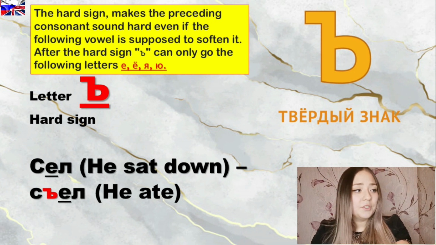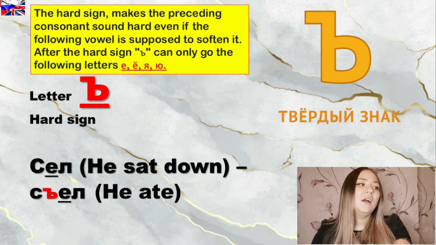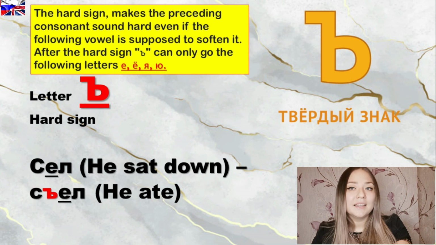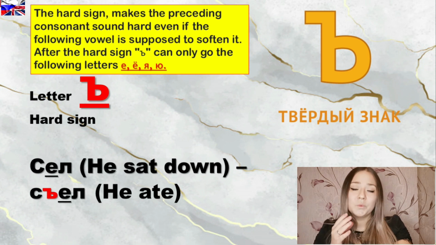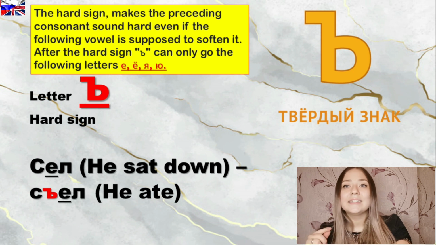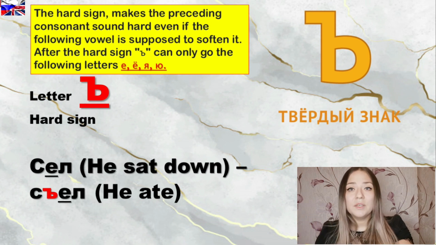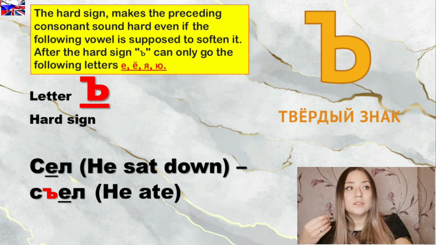The first word is сел, which means he sat down. And the next word is съел, which means he ate. A totally different meaning, right? So, once again, listen to me pronouncing these words. Сел, сел, and съел, съел, right? So you see the difference. The second one takes the hard sign in order to make the consonant sound hard.